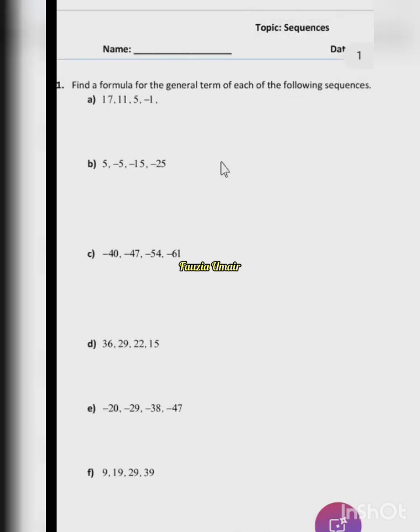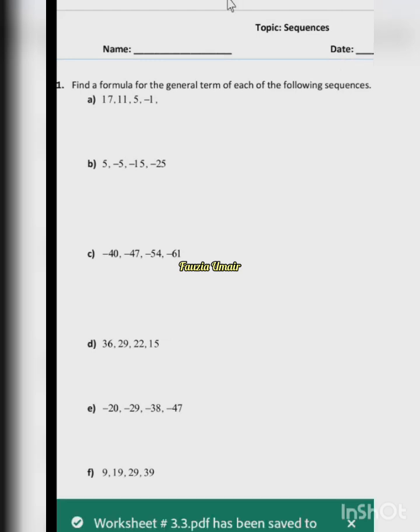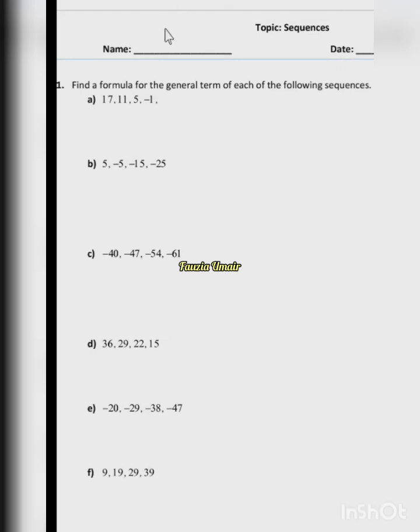So can anyone tell me what the general term formula is? Ma'am, can I tell? Ji beta Amna. A n is equal to a1 plus, in brackets, n minus 2, multiply by d. N minus 2? Ma'am, n minus 1. Sorry. N minus 1 into d.